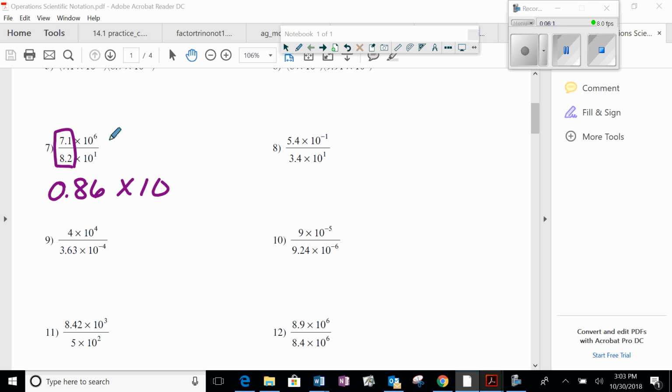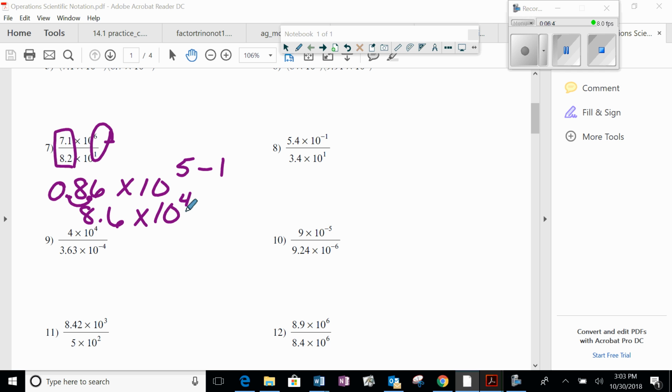All right, I'm only going to write 2 decimal places, though. Times 10, what do I do with these exponents when I'm dividing my bases? Subtracting, so 6 minus 1 is 5. So, is 0.86 in proper scientific notation? No. So I have to take away a decimal. If I take away a decimal, I have to take away an exponent. So I'm taking away the decimal so that it becomes 8.6. Times 10, I have to take away an exponent to the 4th power.